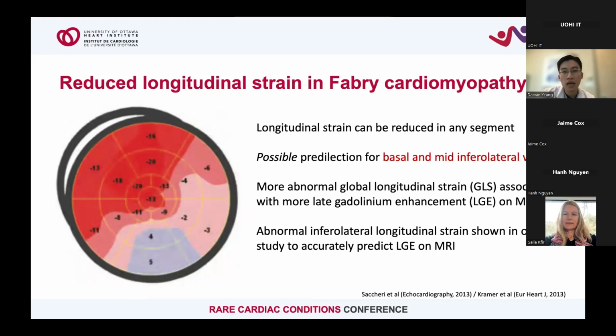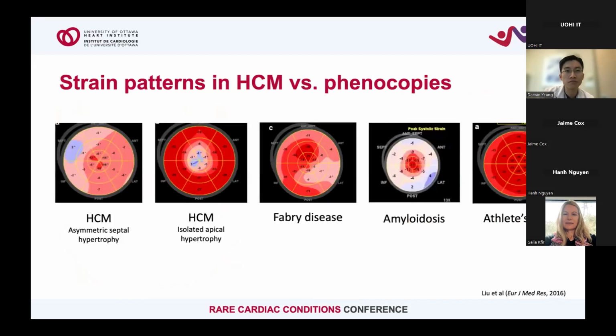The more abnormal the GLS, the global longitudinal strain, the more it's associated with late gadolinium enhancement, which represents scar and fibrosis on MRI. And prior studies have shown that picking up abnormal inferolateral longitudinal strain on echo can accurately predict the presence of LGE in that same segment on MRI.